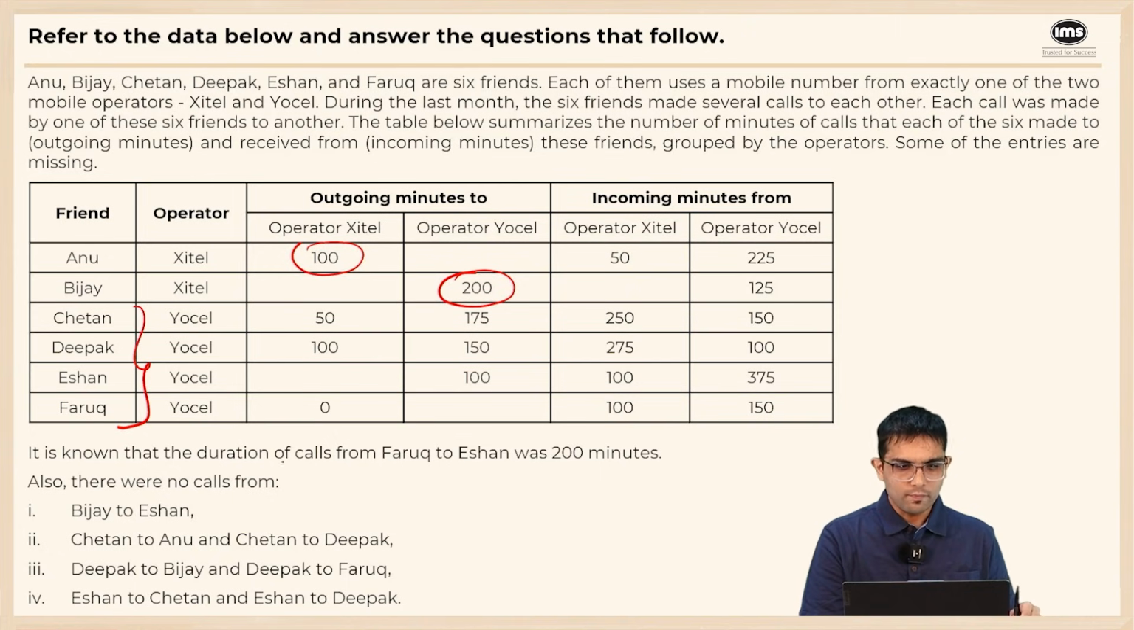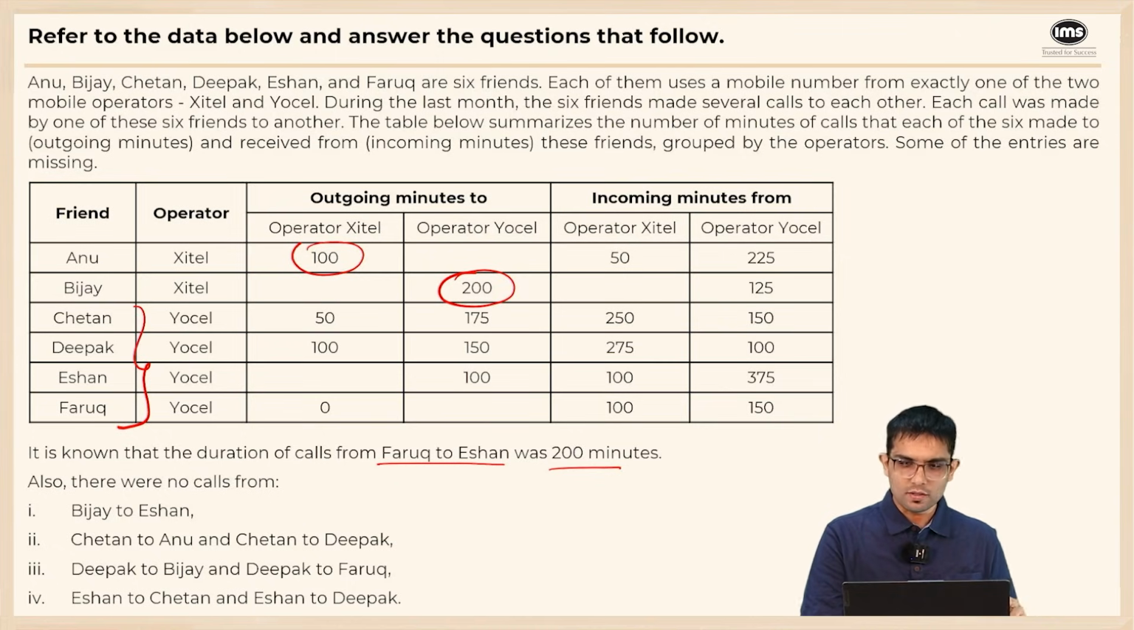It is also known that the duration of the call from F to E was 200 minutes. Also, there were no calls from B to E, C to A, C to D, D to B, D to F, E to C and E to D. So this is the set given.